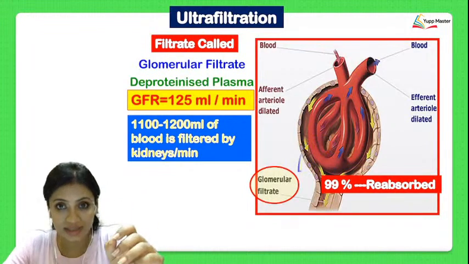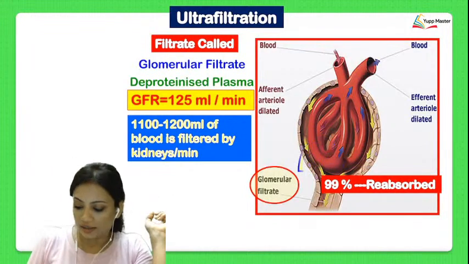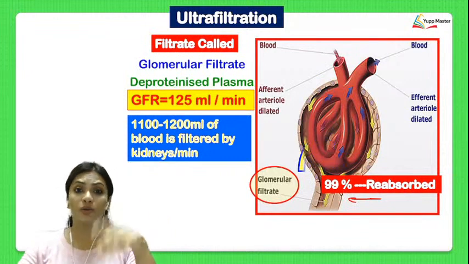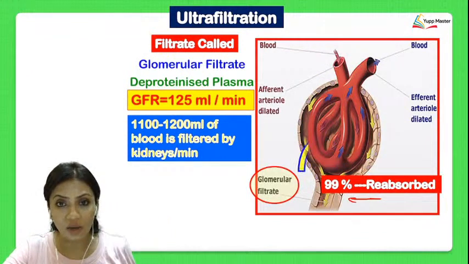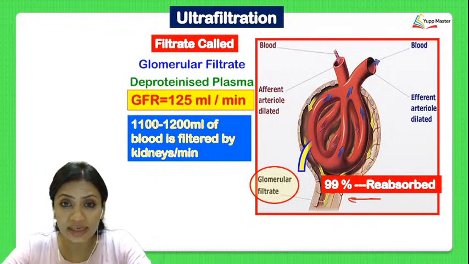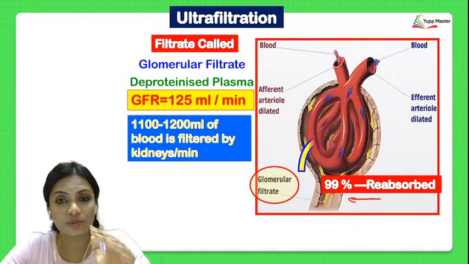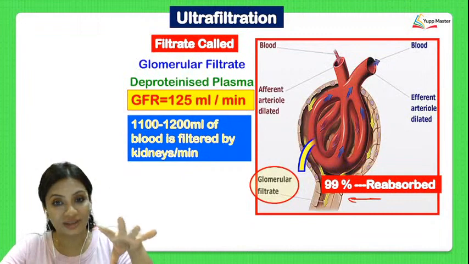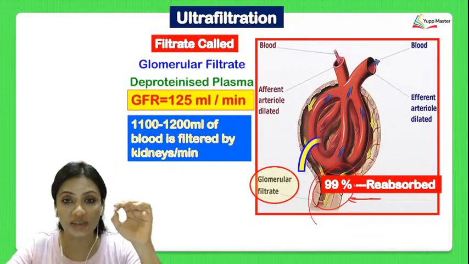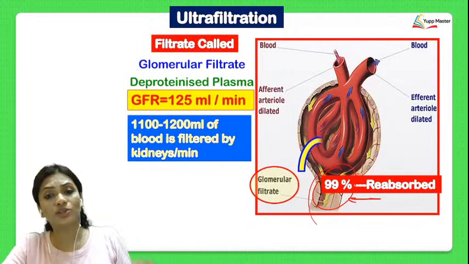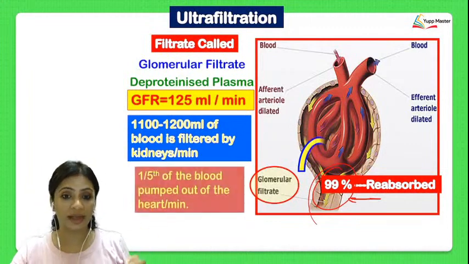So this means that the filtrate formed is around 180 liters, but you are passing only 1 liter out. Then what's happening to the remaining part? It is going to be reabsorbed, which means that around 99% of the filtrate which is formed is going to be reabsorbed. Okay, all right.